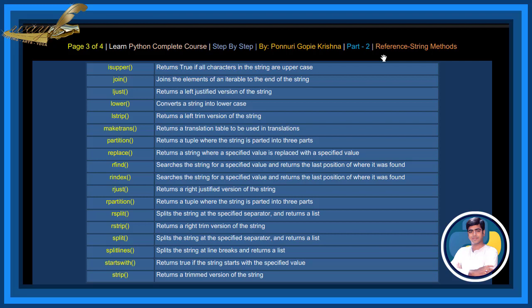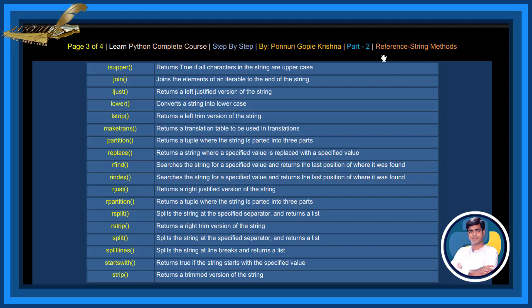Ljust method returns a left justified version of the string. Lower method converts a string into lowercase. Lstrip method returns a left trim version of the string. Ljust method returns a left justified version of the string. Lower method converts a string into lowercase. Lstrip method returns a left trim version of the string.